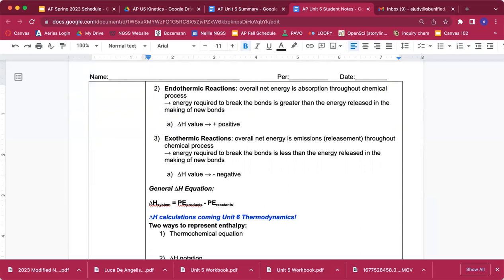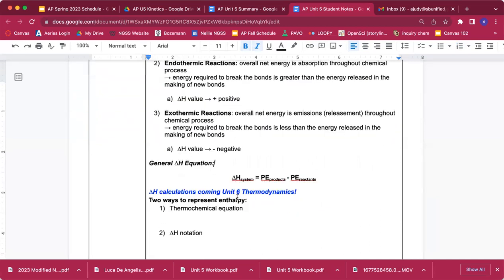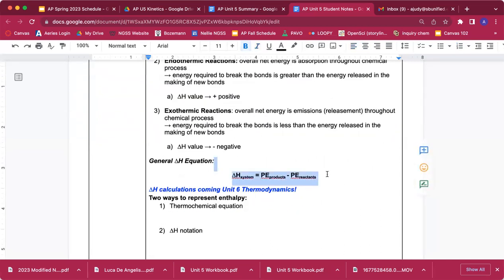Okay, and we're going to parse this out in further detail, but that's the big idea. The intricacies of how we calculate potential energy of products and potential energy of reactants, we're going to splice out later together in class, but this is the big idea. And then of course, if your ΔH is positive, it's going to be an overall endothermic reaction being represented. And if it's negative, it's going to be an exothermic reaction being represented.